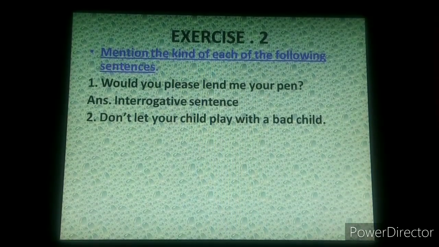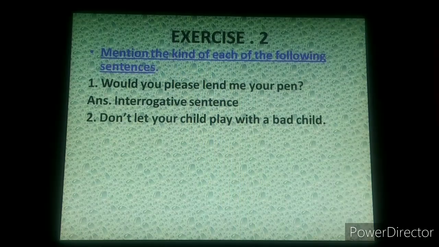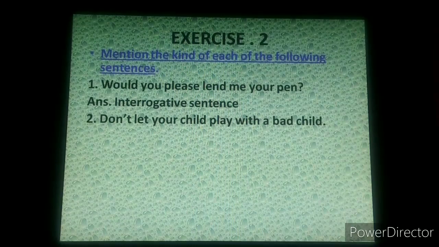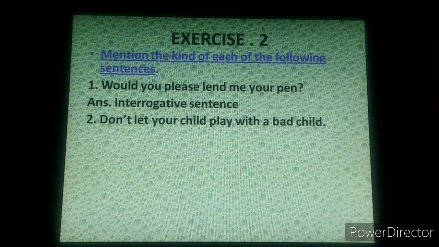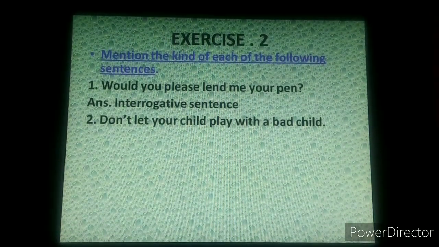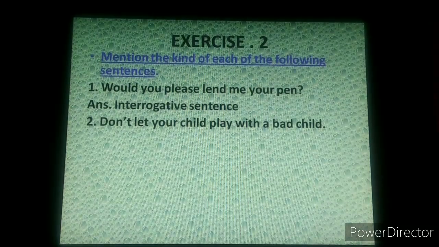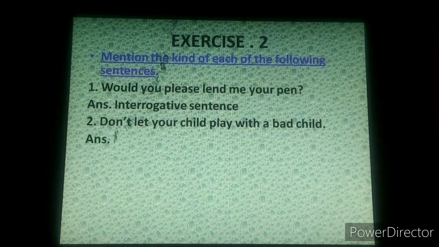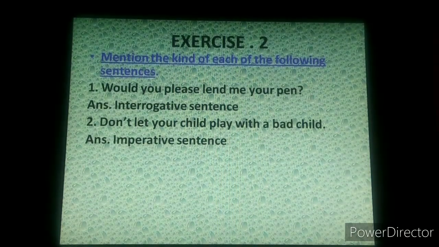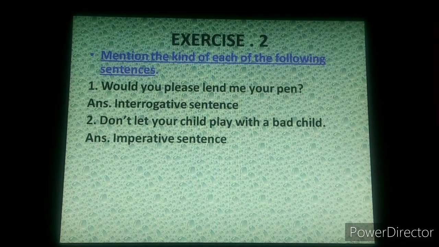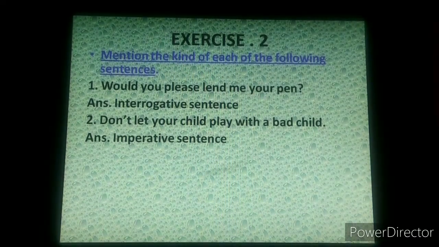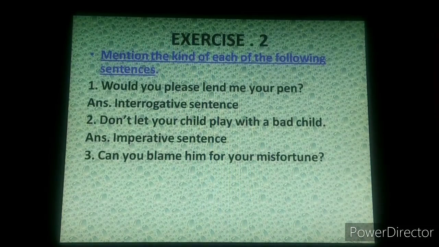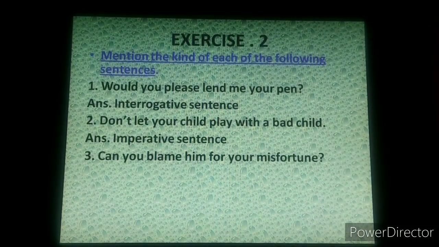Second, don't let your child play with a bad child. Here, am I asking you a question? No. Am I expressing my feelings? No. But I am giving you advice, that don't let your child play with the bad child. So I am advising you something. So which type of sentence is it? Imperative sentence. The third one, can you blame him for your misfortune?